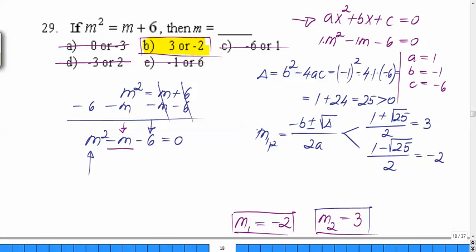Make sense? And there may be other methods. If you have a calculator in the SAT, then yes, you can use your calculator to find the x-intercepts, the zero values, about 3 steps there, and you will be fine.